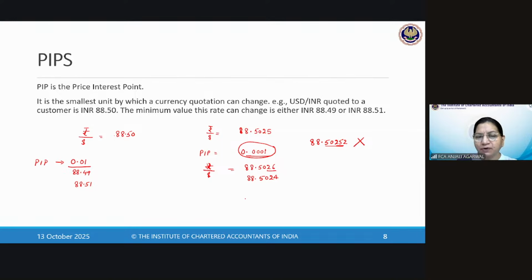Why is this important? Later on, when we do questions, when forward points or swap points are given, it will be very easy for you to understand how to calculate the price of a currency using these forward points or swap points.